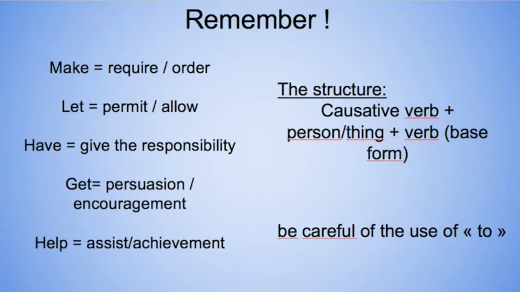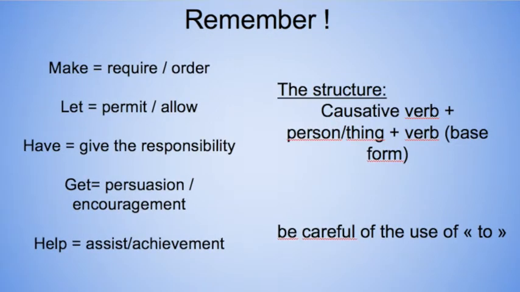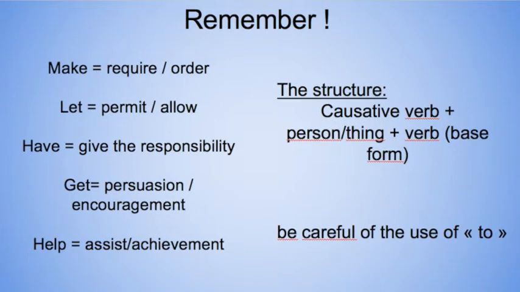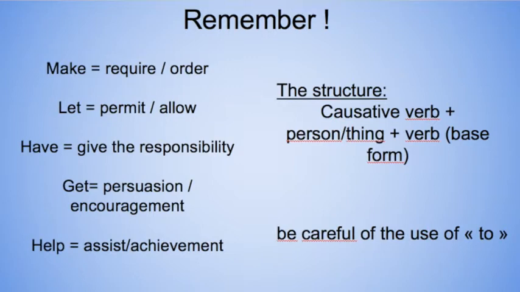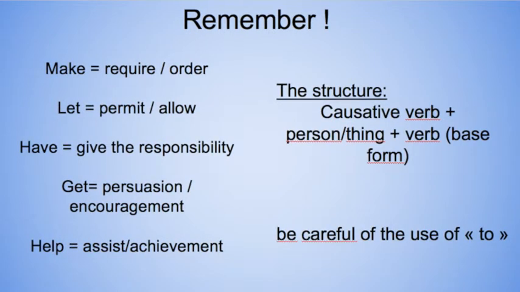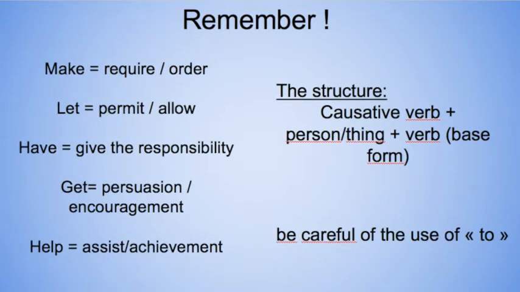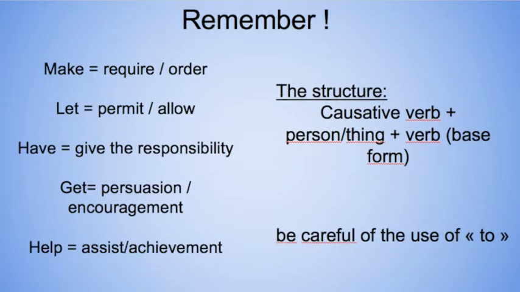We'll use the verb have when we want to have something done and we give someone else the responsibility to do that thing. We'll use the verb get to refer to someone convincing or encouraging another person to do something. We'll use the verb help when we want to refer to someone who assisted you, or when we want to refer to something that helps you to do something else.